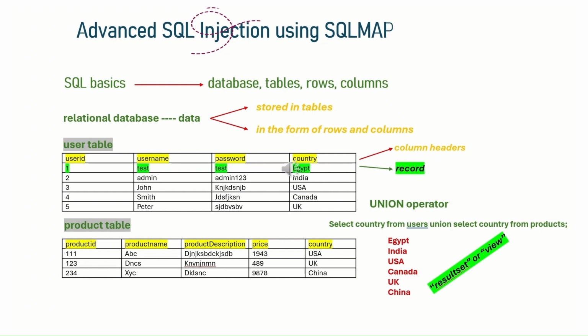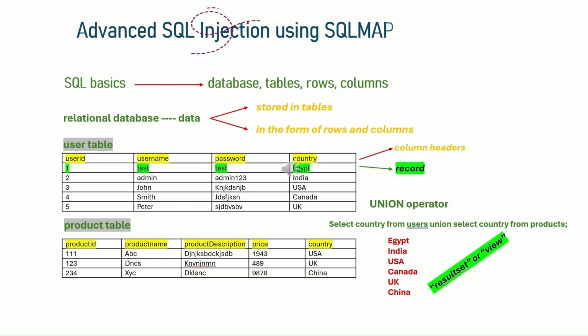Applications can run SQL queries to pull data from multiple tables at a time, and one powerful operator used in such a case is the union operator, which combines data from more than one table. Say for example, select country from users, union select country from products, returns Egypt, India, USA, Canada, UK, and China. Now this command here is actually two SQL commands combined using the union operator. The only condition here is that the number of column headers in both the queries should match.